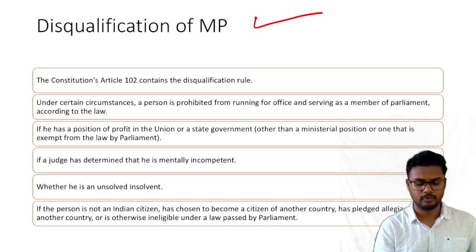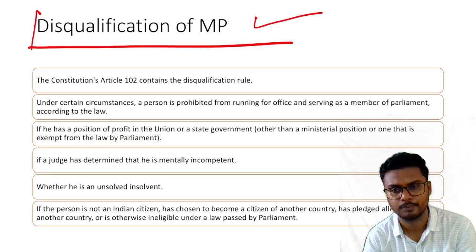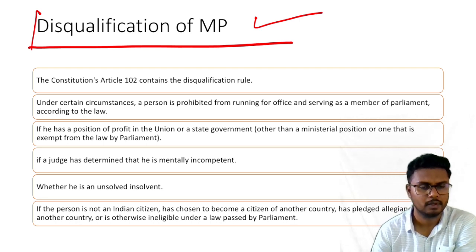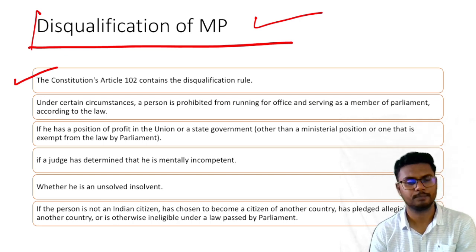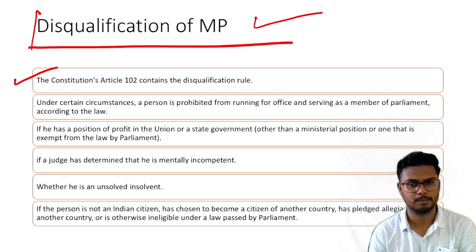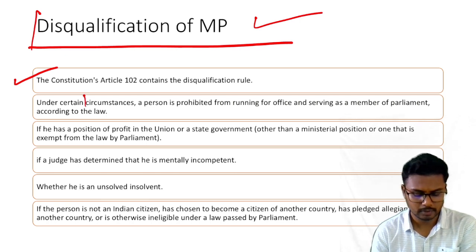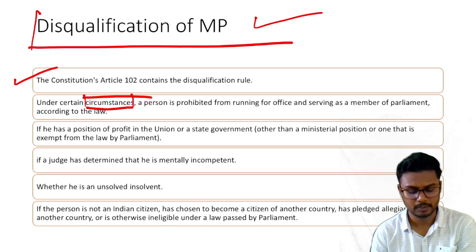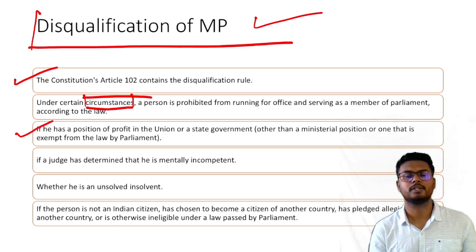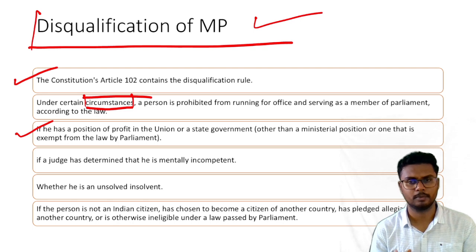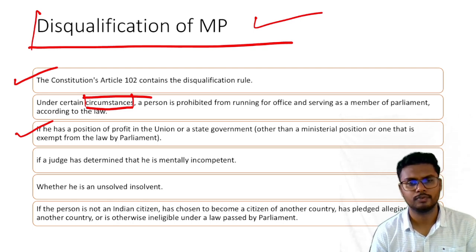Next is about disqualification of MP. There are many facts concerned with the disqualification of MPs. Major among them is Article 102 of the Indian Constitution. What does it say? It says under certain circumstances a person is prohibited from running for office and serving as a member of parliament according to the law. And what does that circumstance mean? It means if he has a position of profit in the union or state government other than the ministerial position, because a ministerial position is not called an office of profit. It does not amount to the office of profit.